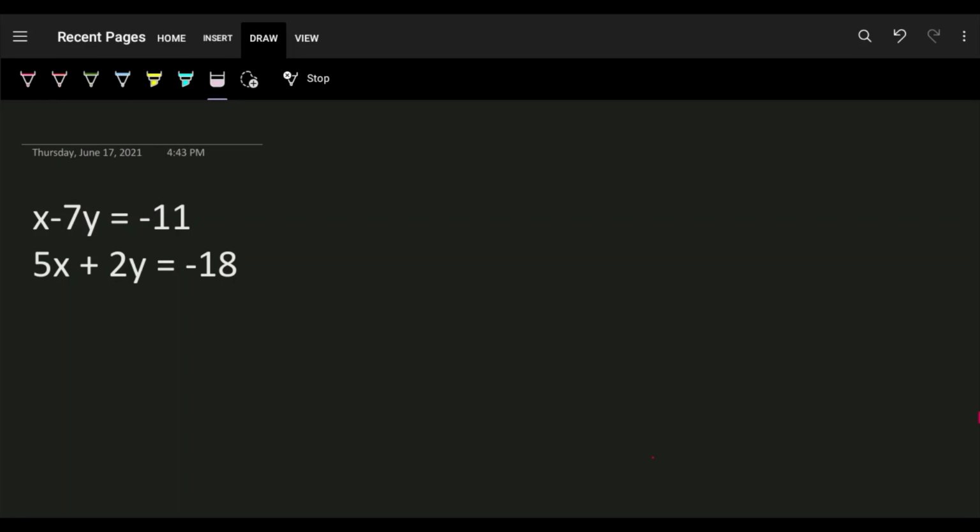Like all substitution examples, we first have to choose a variable that we're going to isolate. It looks like in the first equation we just need to add 7y, so it looks like the easiest equation to isolate a variable. So I'm going to isolate the x variable. Remember, it doesn't matter which one we isolate. Then I'm going to write the bottom equation here.